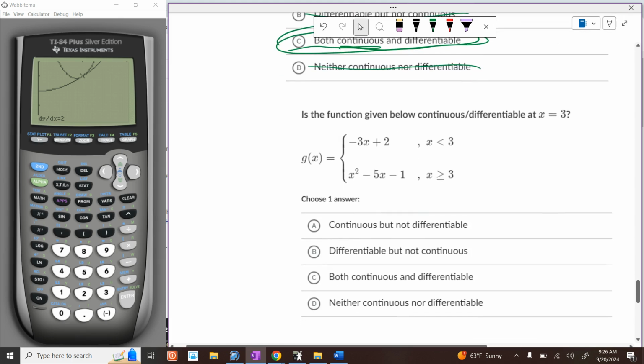Let's look at this one. If we look at a 3 and plug a 3 into here, because that's where the graph changes, we get -9 plus 2. What's -9 plus 2?